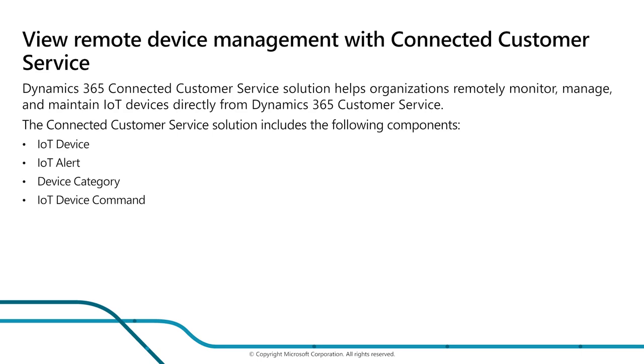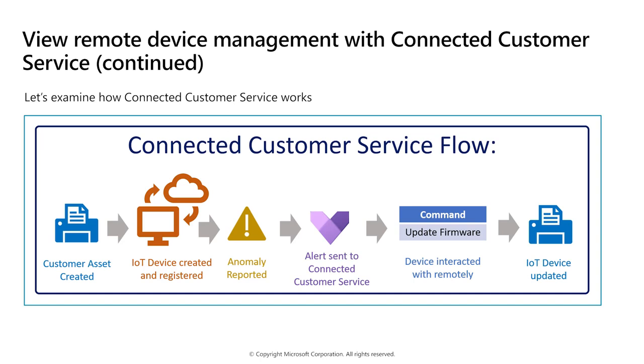So let's take a look at how this would actually work. We have a nice little flow diagram. The first thing we need to do is create an asset, a customer asset record. We do this within Dynamics 365 Customer Service. When we've done that, we get an IoT device record created, and the customer asset is registered as an IoT device, which uses automation software such as Power Automate to register the device in an IoT management solution such as Azure IoT Central or IoT Hub.